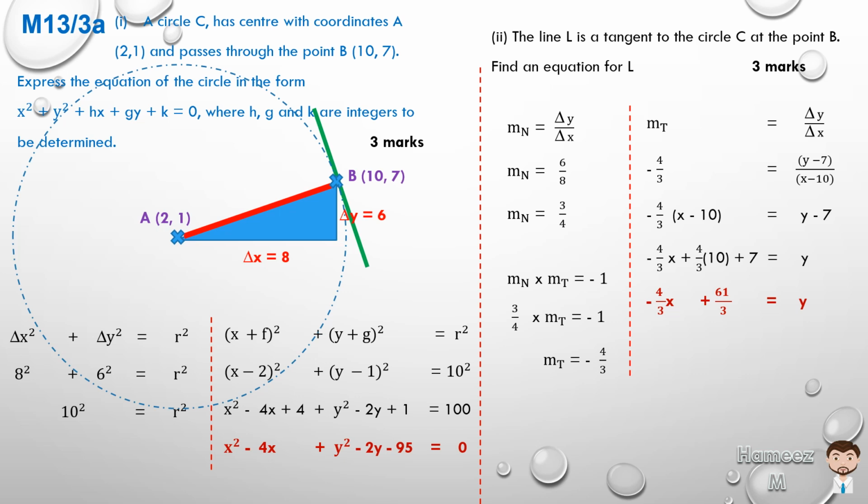So the equation of the green line is y is equal to minus 4/3 x plus 61 over 3, or 20 and 1/3. And if you look at the green line, we can see it's sloping downwards. As such, the gradient should be negative. And if you notice in our answer that the coefficient of x, which is the gradient, is negative 4/3.